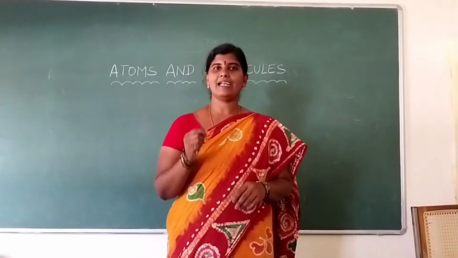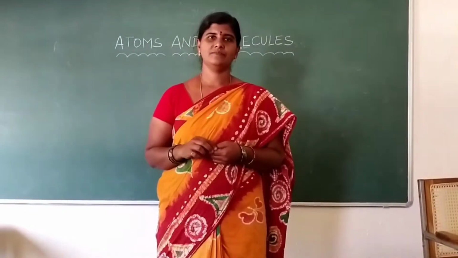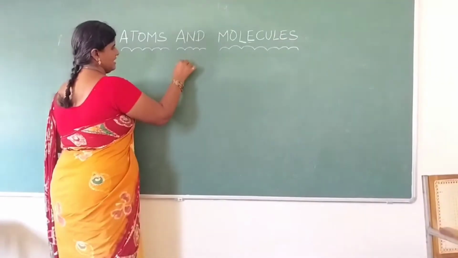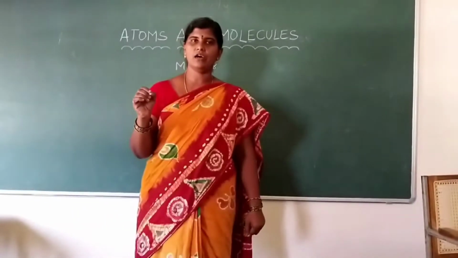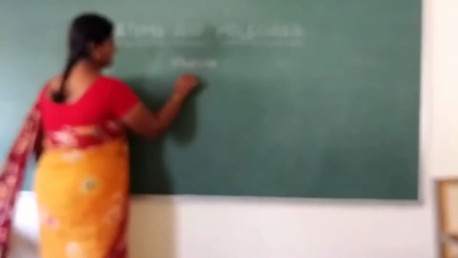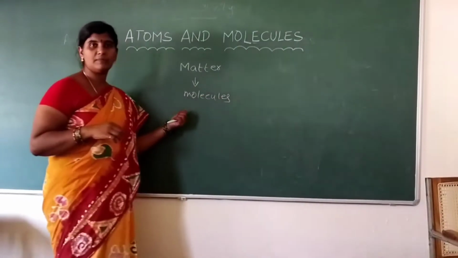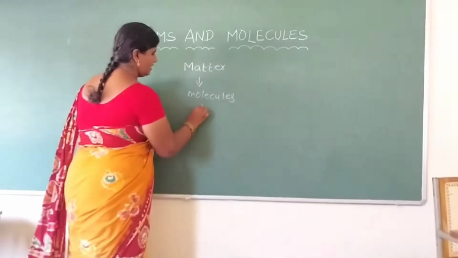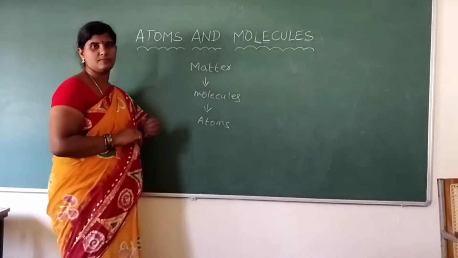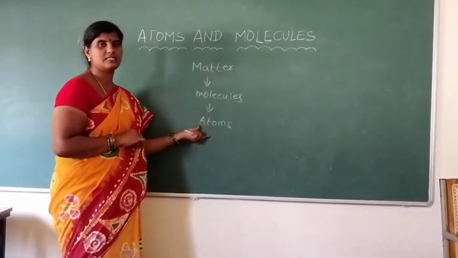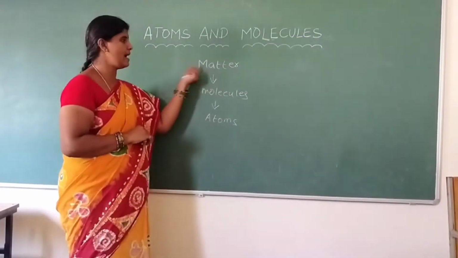Let us learn about atoms and molecules. All of you know about the word matter, either it is a living thing or non-living thing. Matter is made up of molecules. And what are the molecules made up of? With the help of the atoms. What are atoms? A group of atoms combined forms a molecule. A group of molecules combined forms matter.